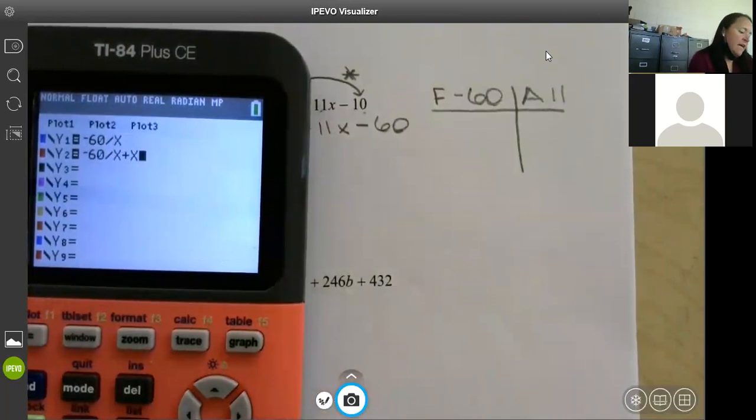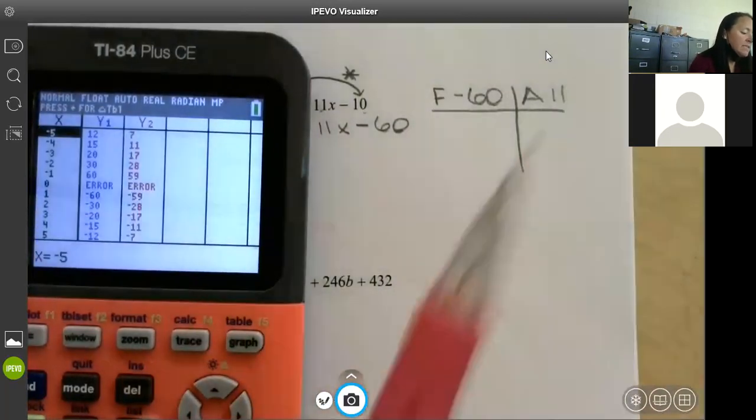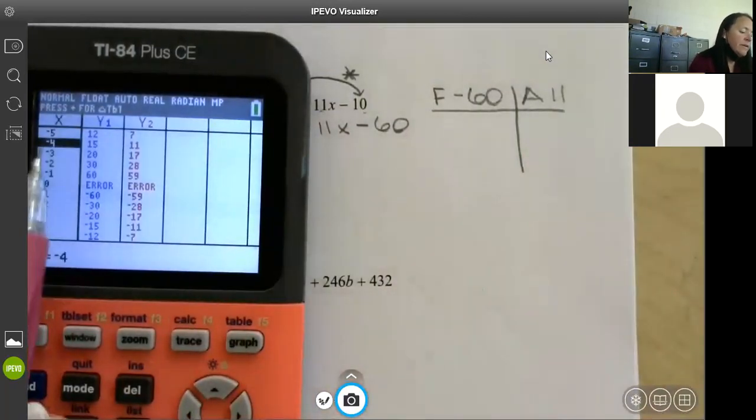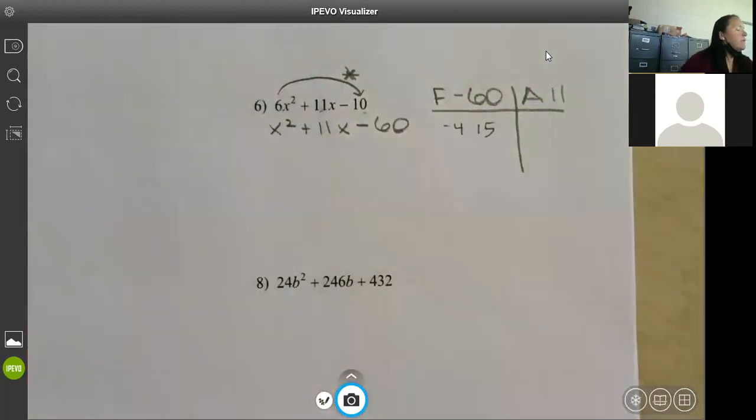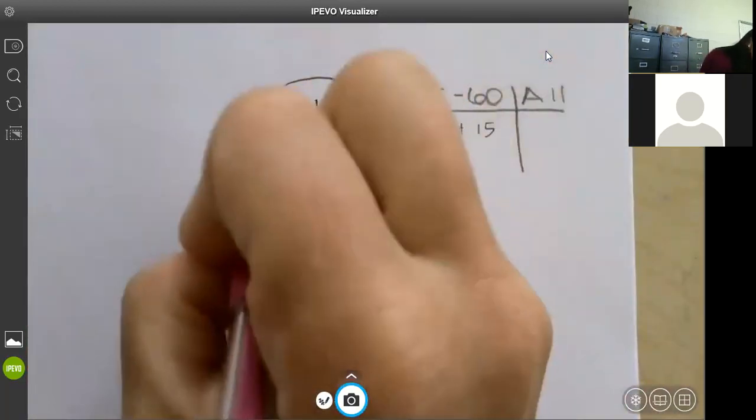And then we looked at our table and we looked for a positive 11 in the red column, and that's right here. What are my two numbers with that? Okay, so pretty much the same thing as yesterday, right? Negative 4 and 15. We're going to rewrite it just like yesterday.